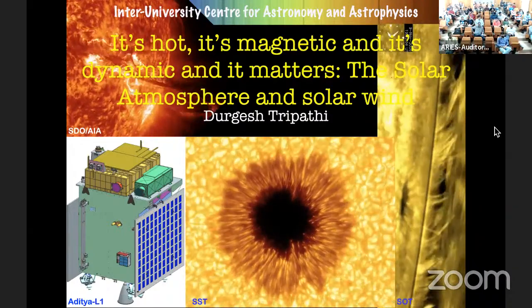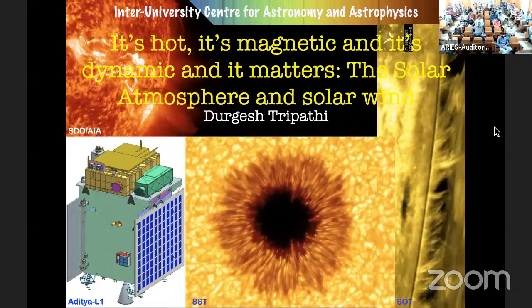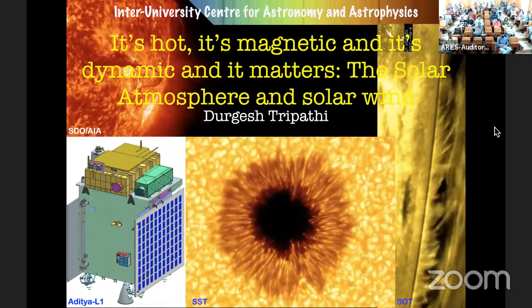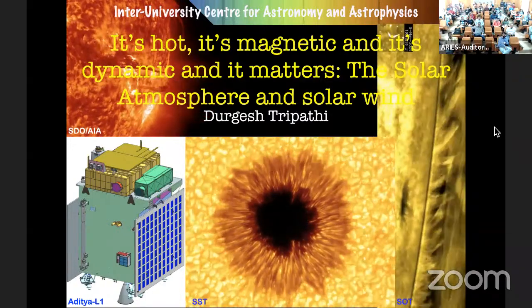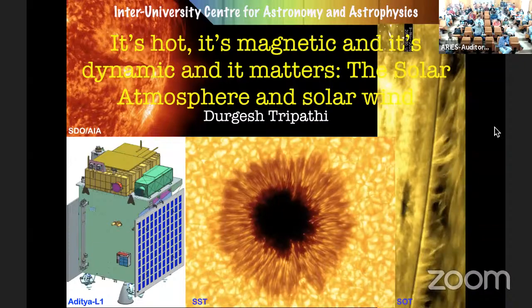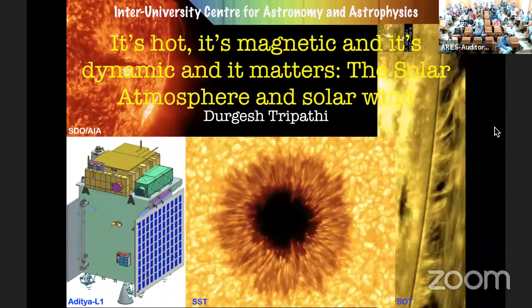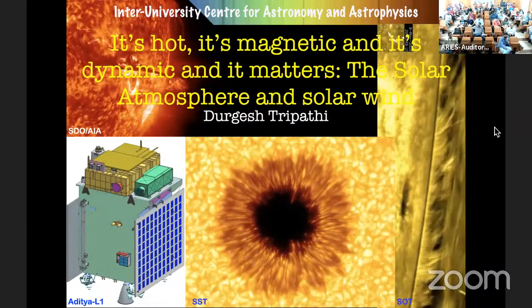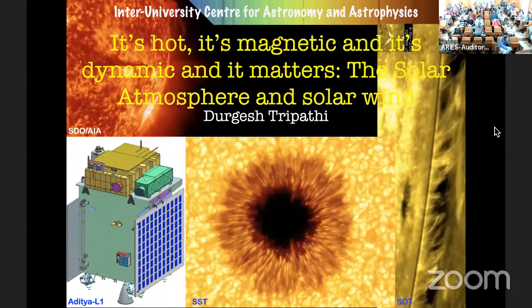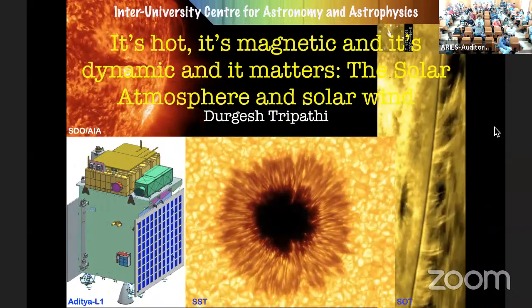Okay. The title here is about solar wind and solar atmosphere, and the three phases which I have put already, that is hot, is magnetic, and is dynamic. That covers the whole talk. So if you really want to go, you can go, because now you know everything that I'm going to talk about. Okay. And these observations, the three animations you see, they are real observations.